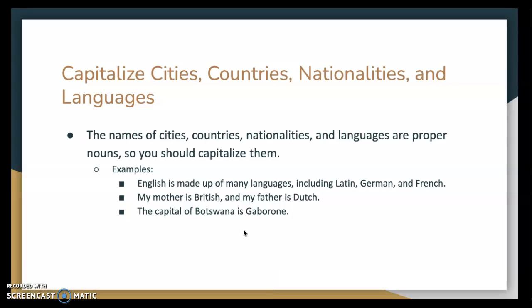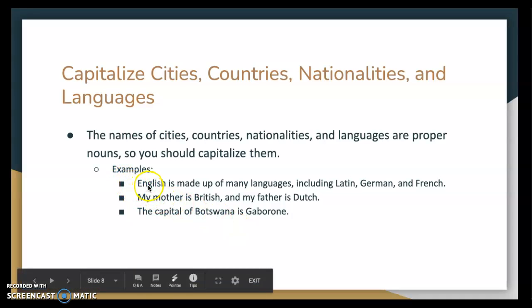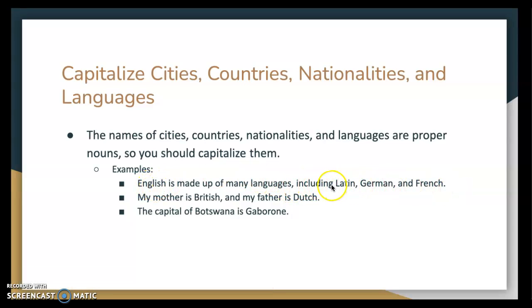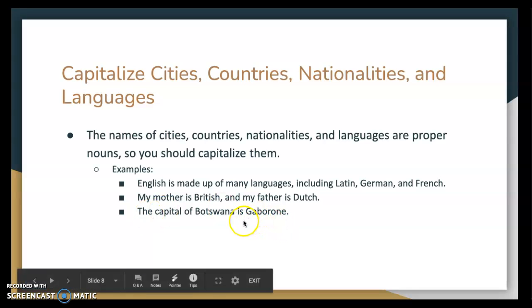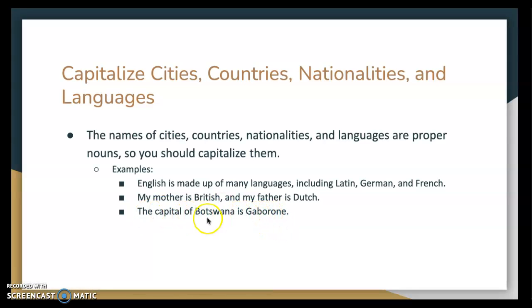Capitalize cities, countries, nationalities, and languages. The names of cities, countries, nationalities, and languages are proper nouns, so you should capitalize them. Examples: English is made up of many languages, including Latin, German, and French. Capitalize all those first letters. My mother is British and my father is Dutch. Capitalize that D and B. And the capital of Botswana is Gaborone. Capitalize that G and that B.